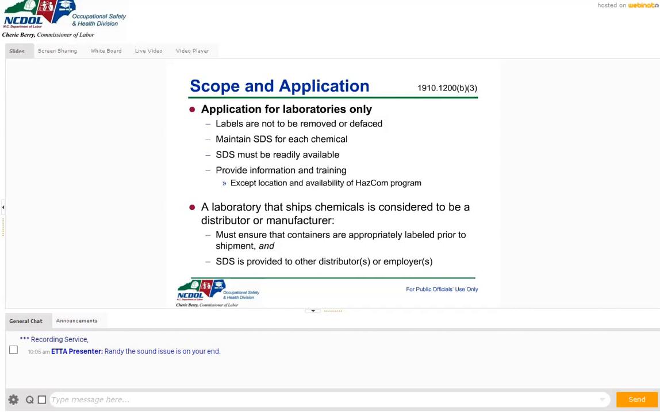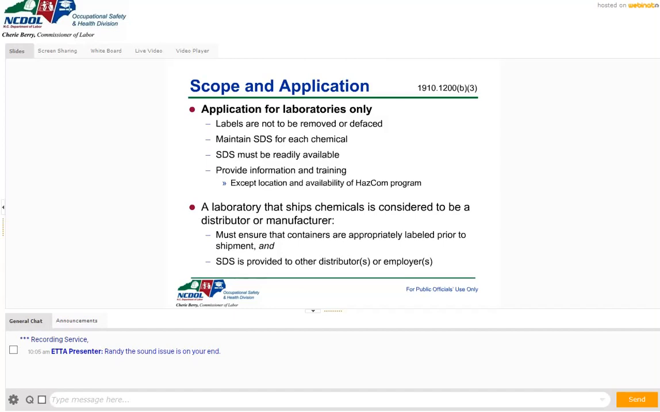Now here's where the standard gets confusing. It says except location and availability of the HazCom program. Well, the first time I saw that in the standard, I thought, that is really confusing. Why would you not want your lab people to know about the location and availability of the HazCom program?